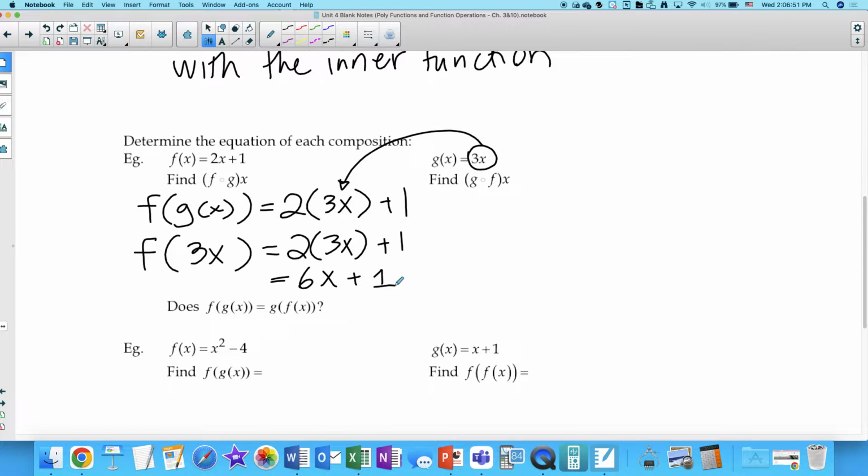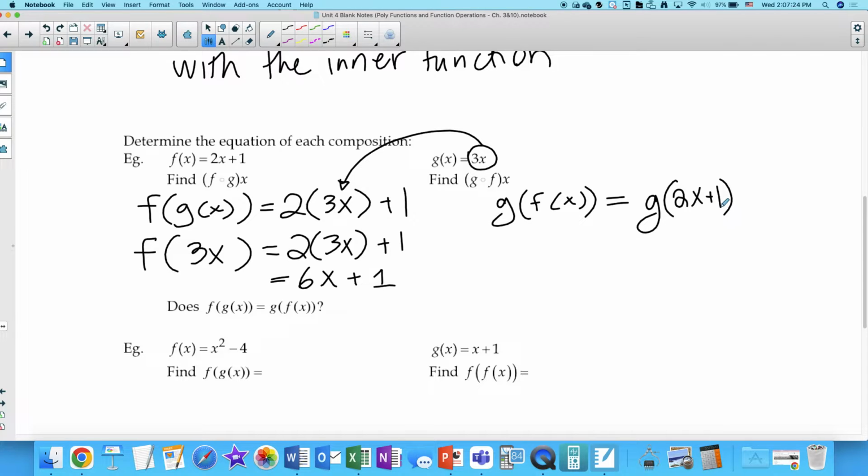Okay? Now, if we do the same sort of thing, but switch the function, so now g of x is the outer function, f of x is the inner function, this is g of f of x. Okay. Then I think actually I'm going to do it this way first. I'm going to say, okay, well, we're taking g of another function. That other function is 2x plus 1. f of x is 2x plus 1.